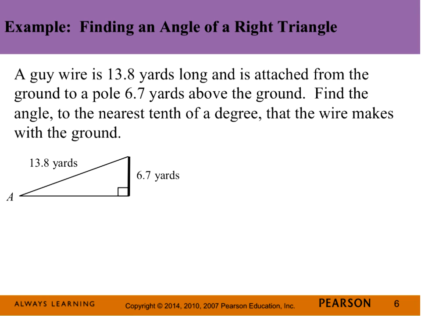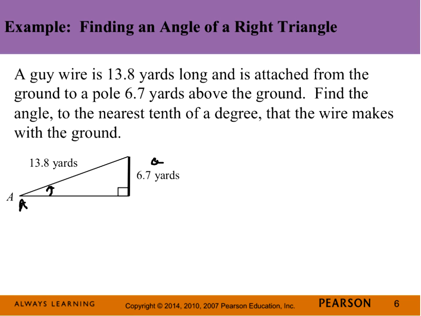So a guy wire is 13.8 yards long and is attached from the ground to a pole 6.7 yards above the ground. Find the angle to the nearest tenth of a degree that the wire makes with the ground. So we're talking about this angle right here. If this is side A, that would be angle A there.